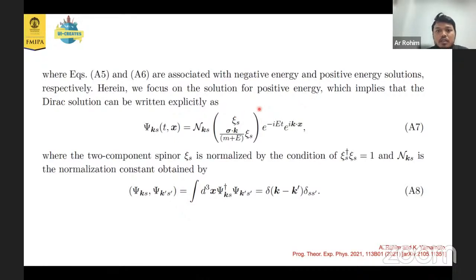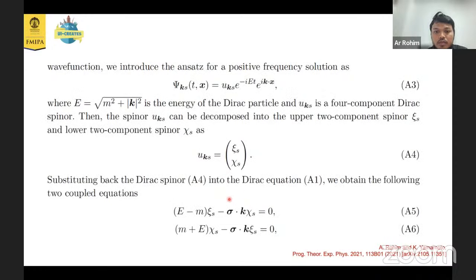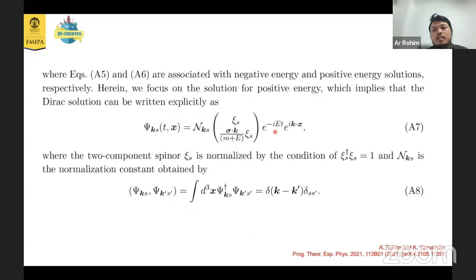which means that the Dirac solutions will be written as given in equation A7. So something like this. If we use only equation A6 here, and then we replace chi s with this one, and move this term to the right hand side, we will have sigma dot k over m plus a. So something like this. And then this one is the Dirac solution for the positive energy.